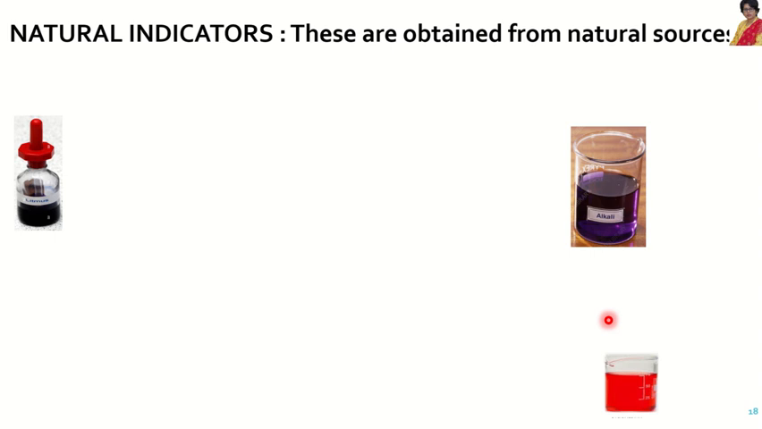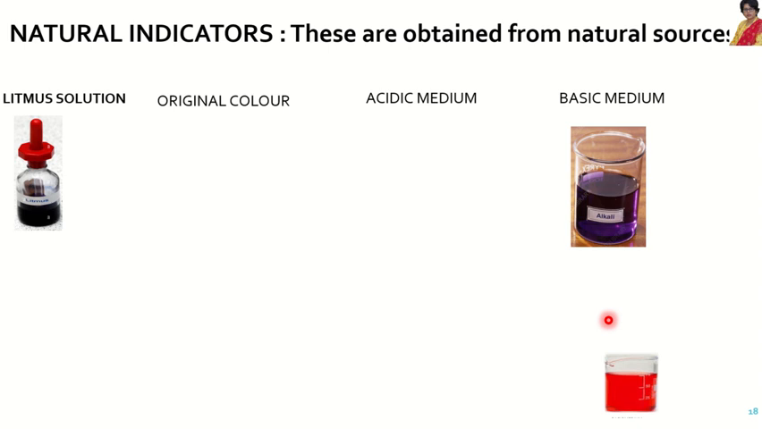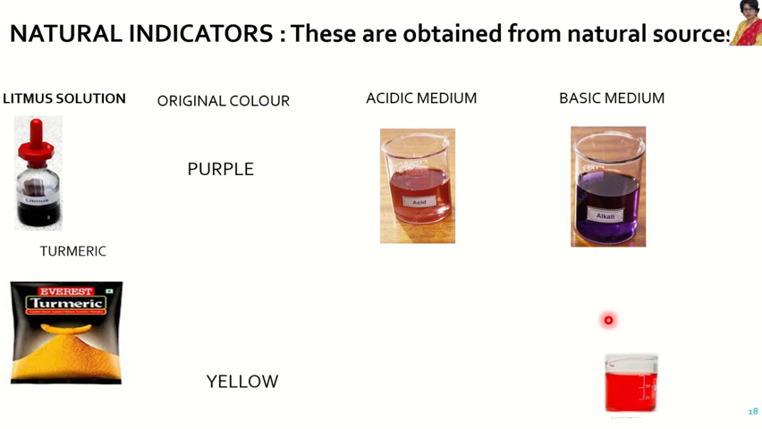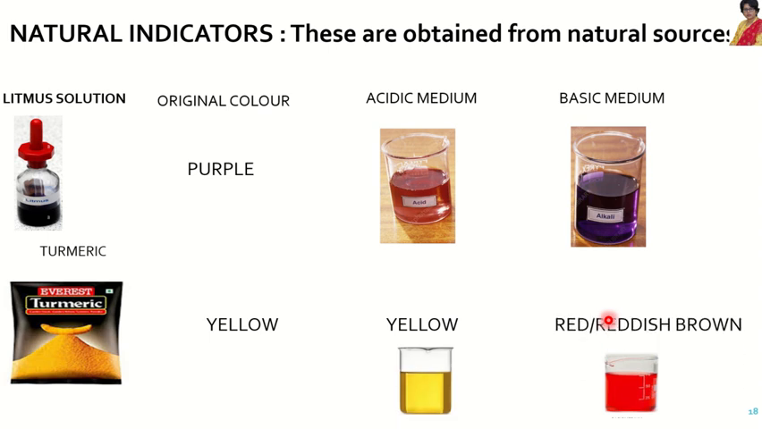Other natural indicators: similarly to litmus paper, in the same way we have litmus solution. The solution will be purple in color. In acidic medium it gives a reddish color, and in basic medium it will be purple. Turmeric is yellow in color; in acidic medium it will remain yellow, in basic medium it will be reddish brown.